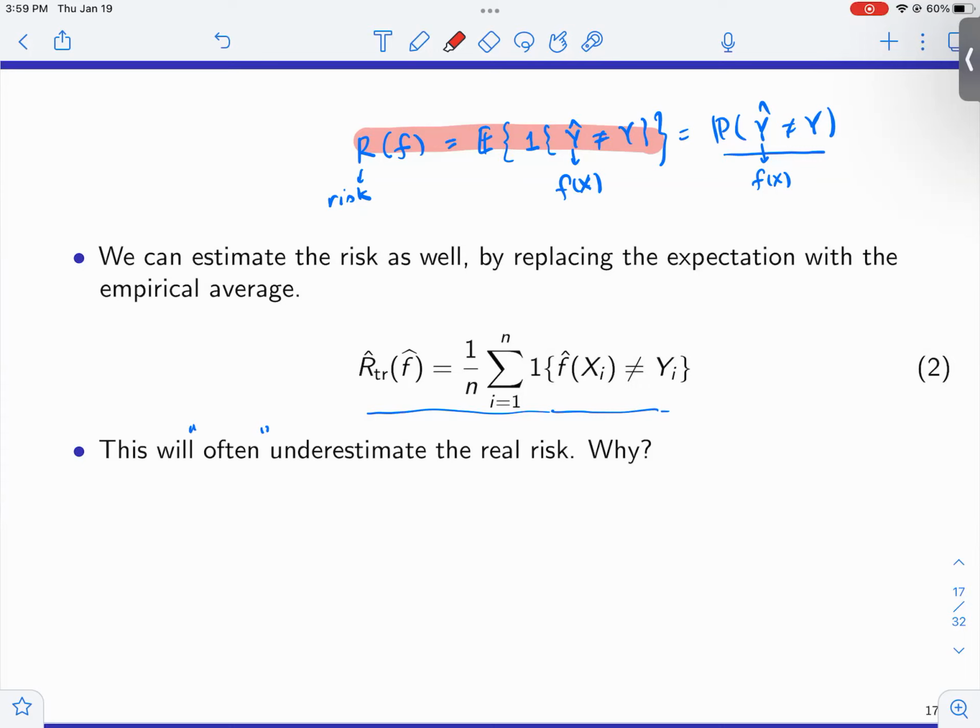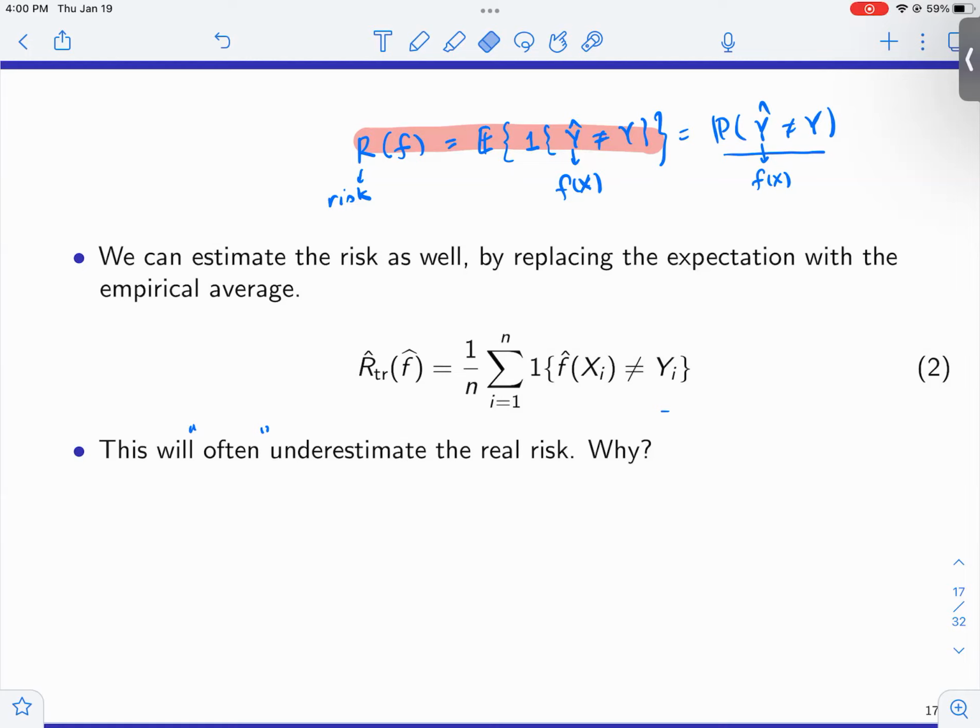Do you remember I talked about the law of large numbers and averages converging to the population mean? This looks like an average. First, let me ask you, is it a good estimate? I'm saying that often it underestimates the real risk. It's often too optimistic. The risk that you get is smaller than this, often, but not always. So it might not necessarily be a good estimator. If you've seen any statistics, it's not an unbiased estimator of the risk.